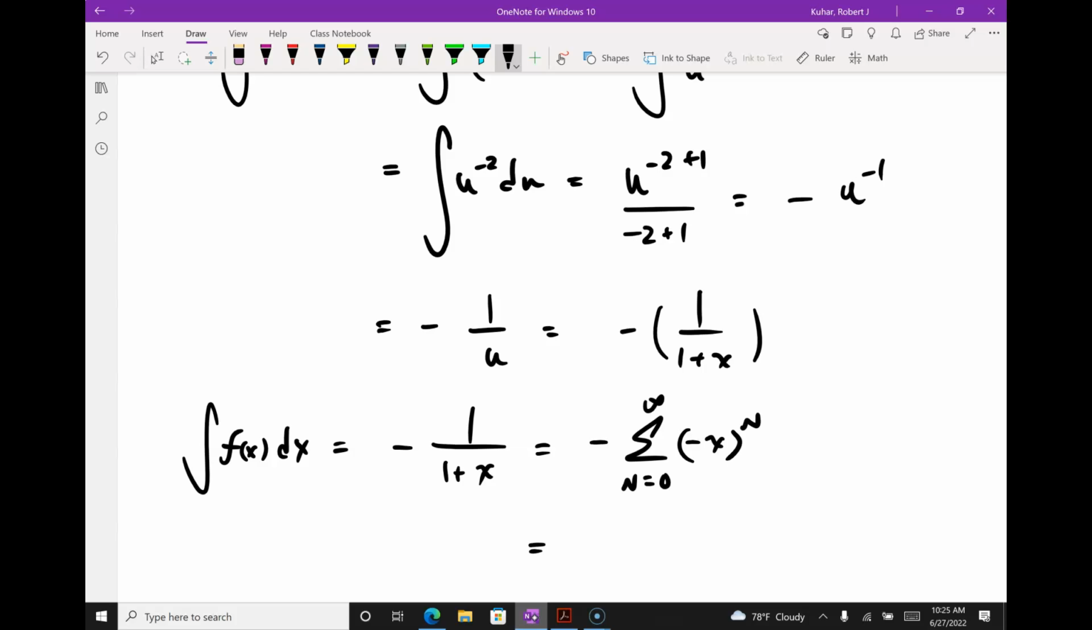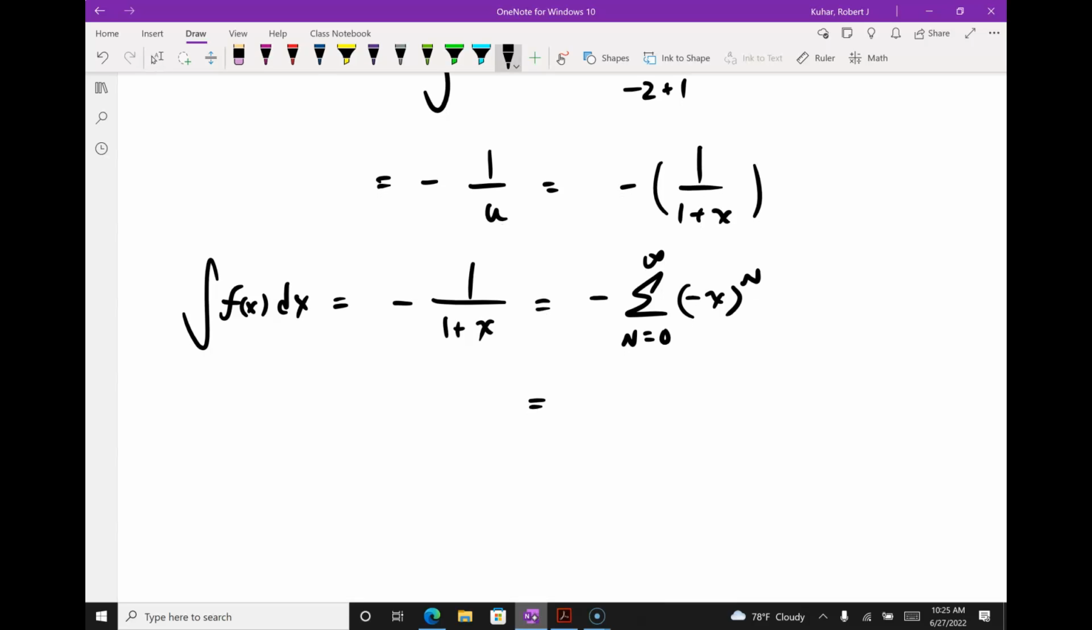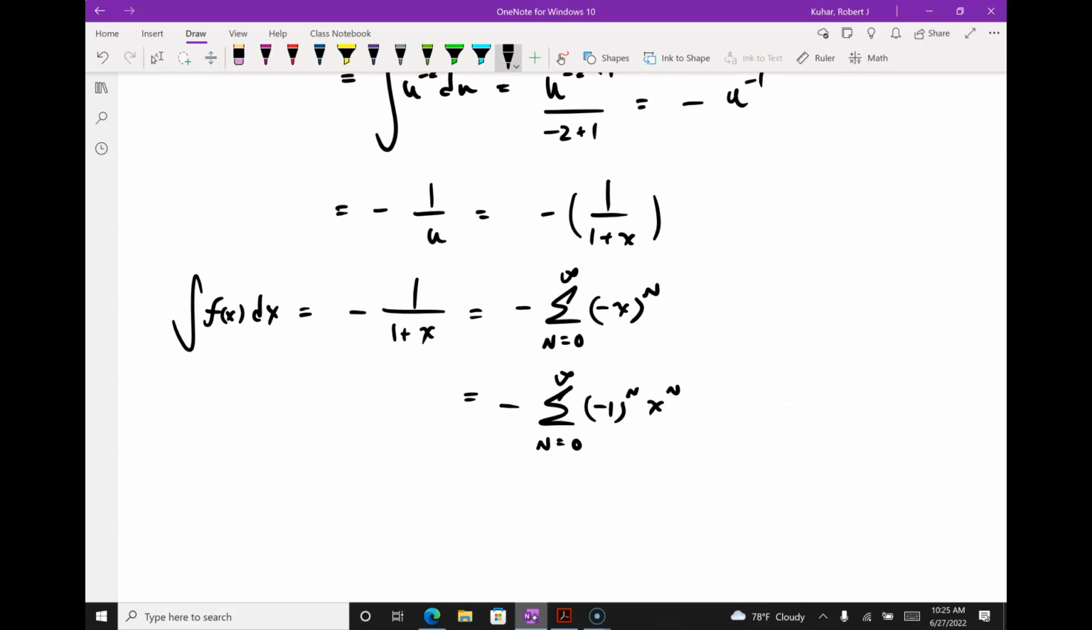What am I going to have to do at the end to get my representation of the function? Differentiate, right? So I get the opposite of the series from n equals 0 to infinity of negative 1 to the n x to the n. Yes, this is the integral, right? This is the integral of f of x.